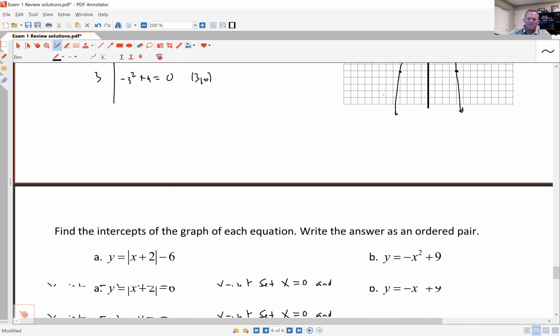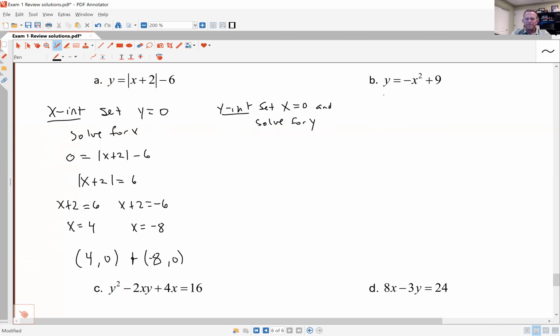The y-intercept is always the easier one to find. We set x equal to 0, and we get absolute value of 0 plus 2, which is 2, minus 6, which is negative 4, giving us 0, negative 4.